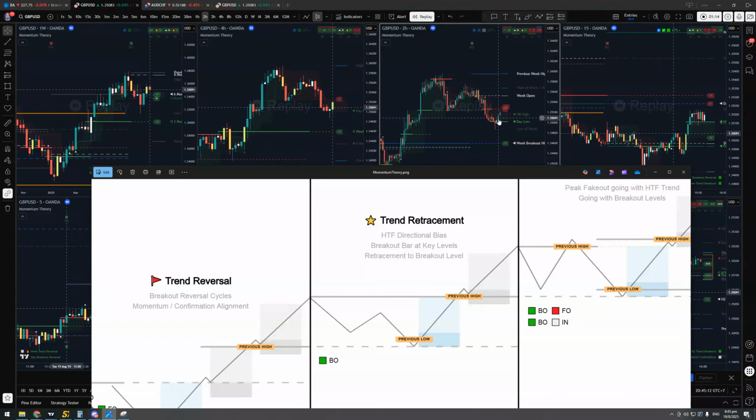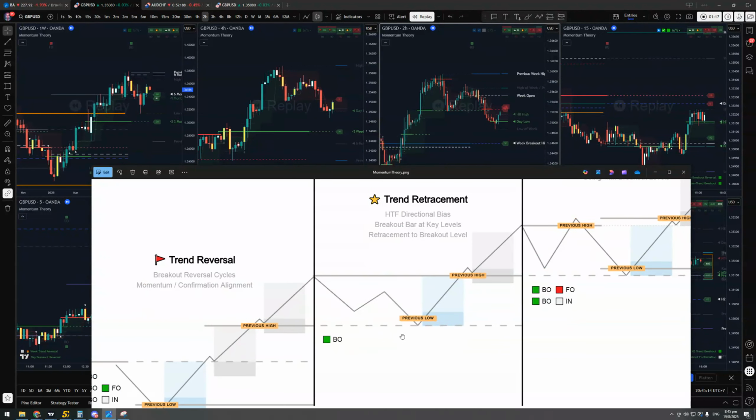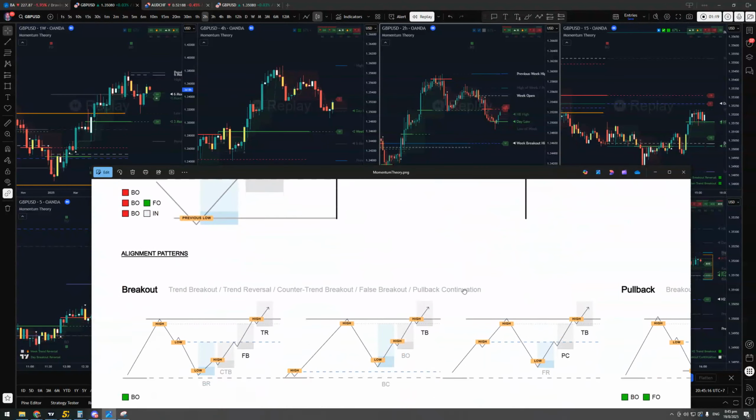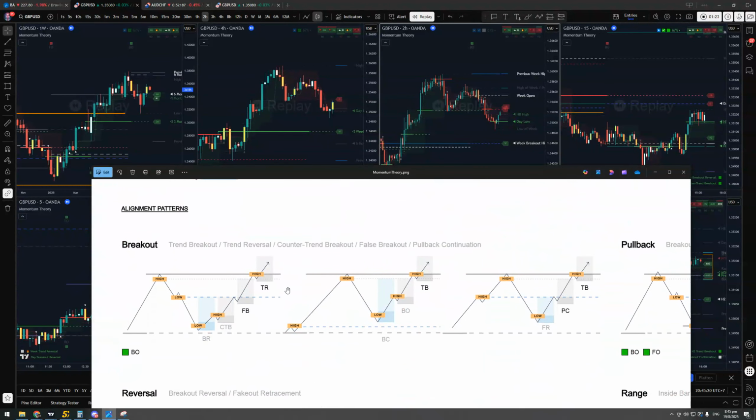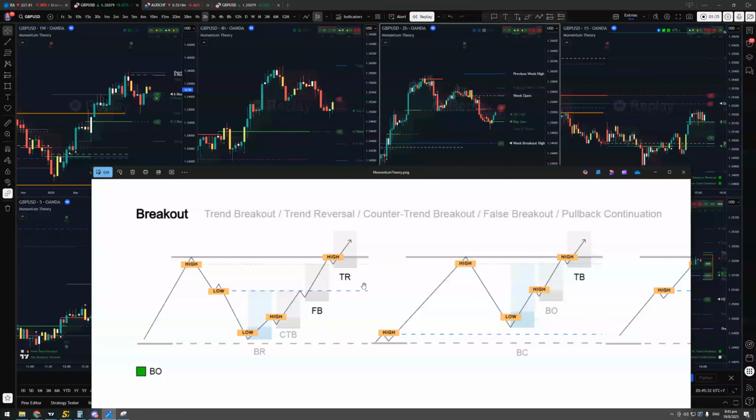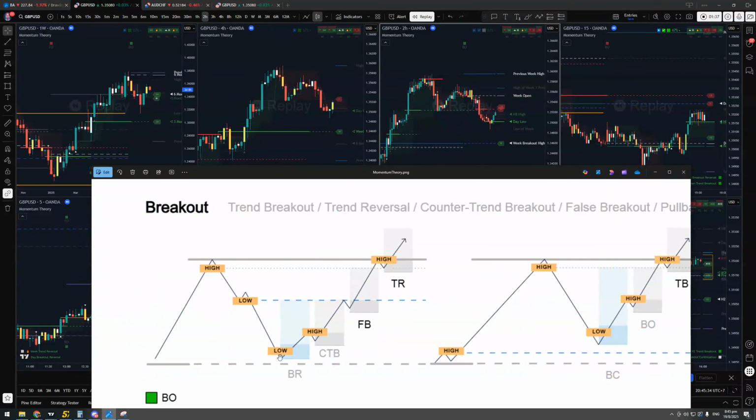We faked out the previous day low, and once we trigger that momentum time frame, I'm looking for one of my alignment patterns. I trade trend retracements as breakout cycles. I'm looking for either a reversal, continuation, or a pullback pattern. I can see that the daily breakout level is breaking out of a low, and we're faking out the current previous day low below that breakout level. So I know that I'm looking at a reversal pattern entry.